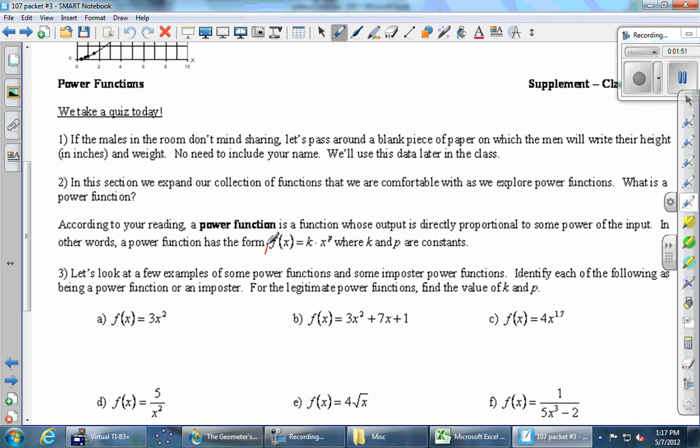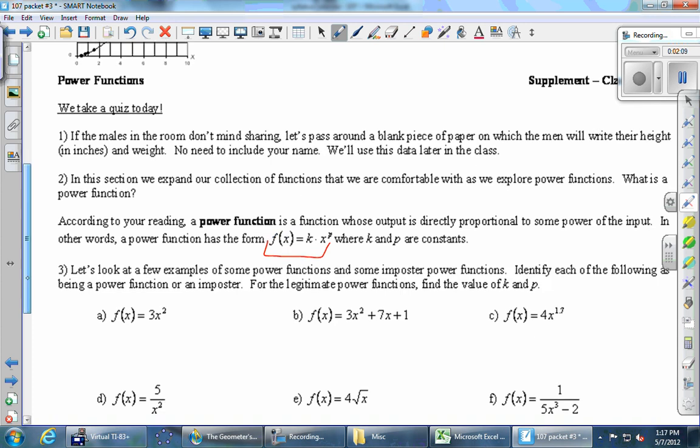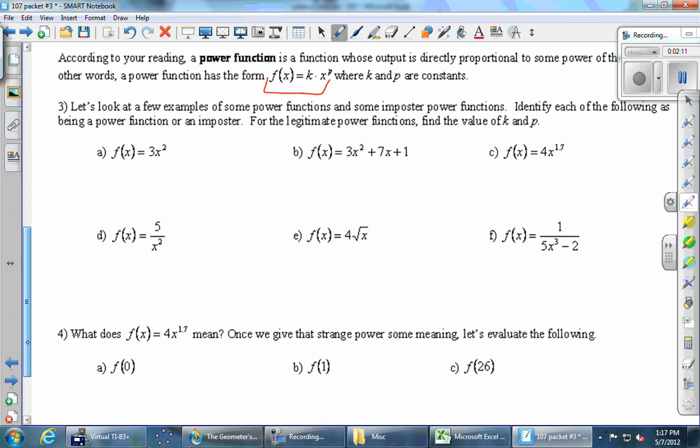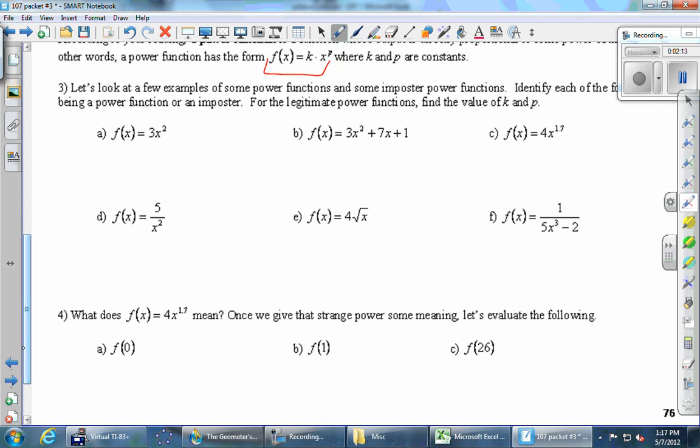Okay, so this is our new formula right here. K times x to the p. That is called a power function. So you can go through the definition that Connor had read with the proportional business, but really just K times x to the p is our new formula for a power function. Can we go to Hazen for number 3? We're on page 76.